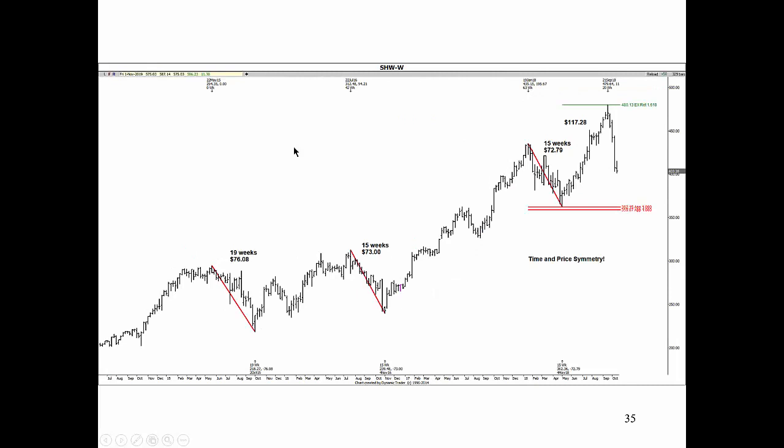All right, here's another example. This is an oldie, but it is so good because you can't make this stuff up. So this was Sherwin-Williams. This was on a weekly chart. And here on the weekly, I found that there was a prior decline that looks similar to what we were seeing over here, and that this was $76.08. I had another decline that was $73.